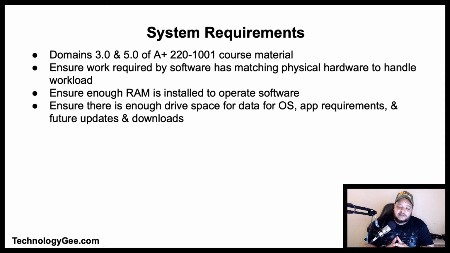Now, system requirements. You want to ensure that the work required by the software has the matching physical hardware to handle the workload. That's the first thing you want to be concerned about. The next thing is you want to ensure that there is more than enough RAM installed to operate the software, in addition to having enough drive space for data as it relates to the operating system, application requirements, and possible future updates and downloads that may require more drive space and RAM.